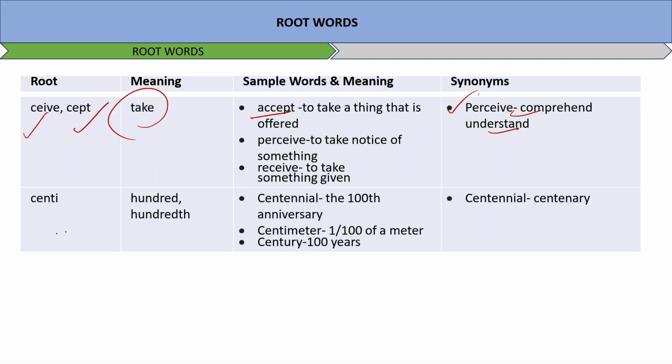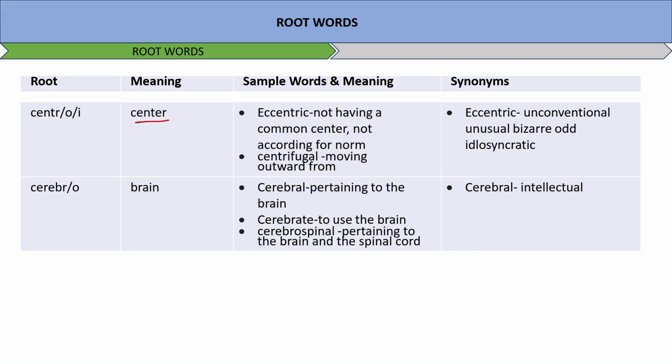Next word is center, centro, or centri. All of this means center. Eccentric, not having a common center, not according to the norm. Centrifugal, moving outward from center, right? Eccentric, unconventional, unusual, bizarre, odd, idiosyncratic. So somewhere the meaning of all of these is at the center, right?